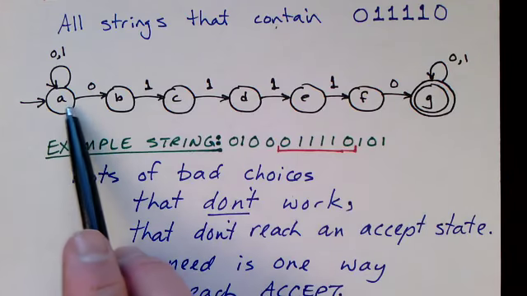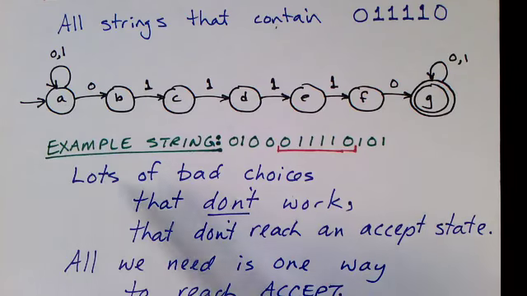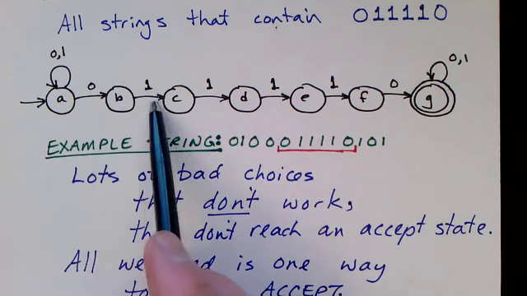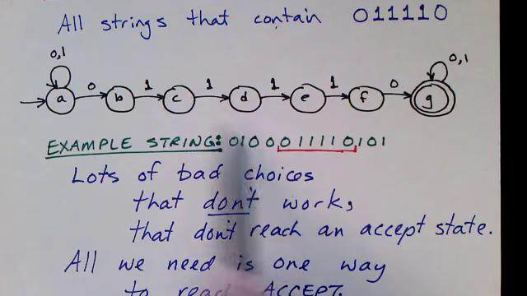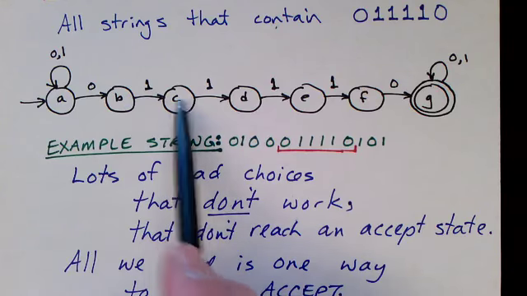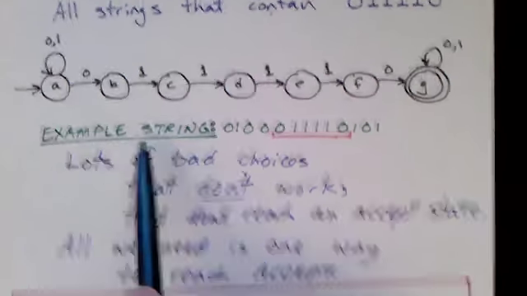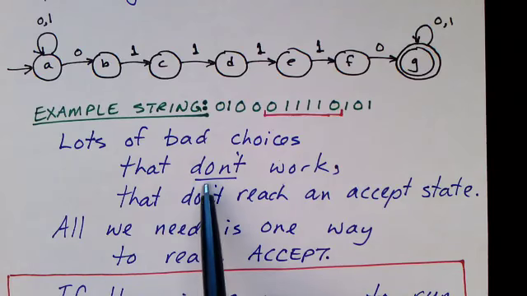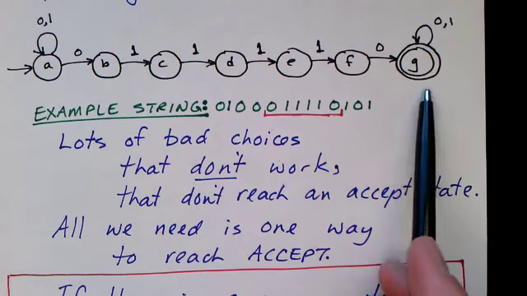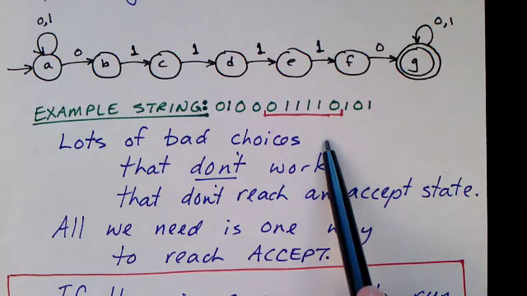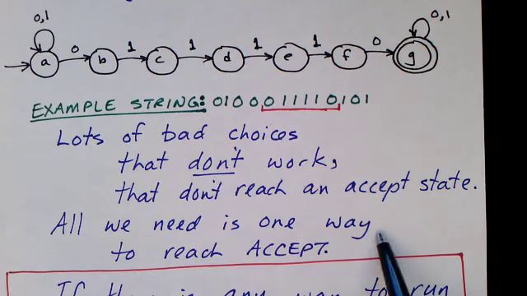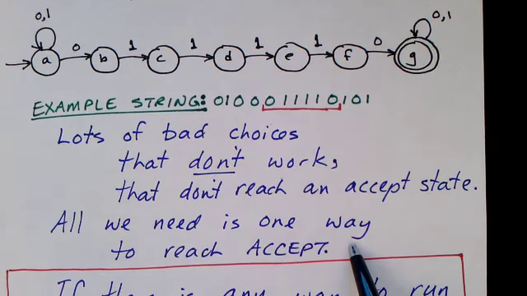I knew which choices to make. There were a lot of bad choices. For example, if I had started off and gone 0, 1 with the first 2 symbols, I would have been stuck. But I didn't choose that. I chose a pathway through this finite state machine that did reach an accept state. So there are a lot of bad choices, but in order for a string to be accepted, here's the key. All we need is one way to reach the accept state.